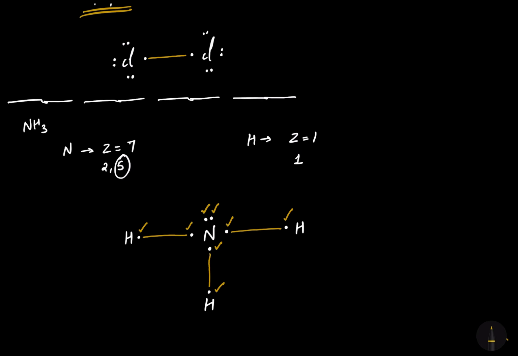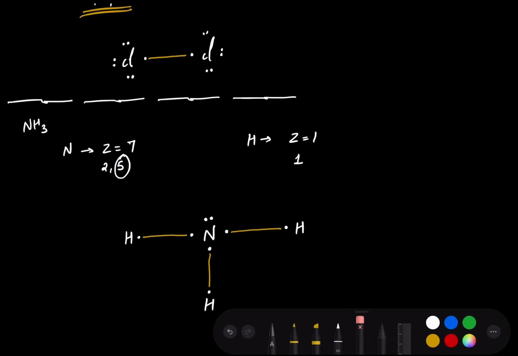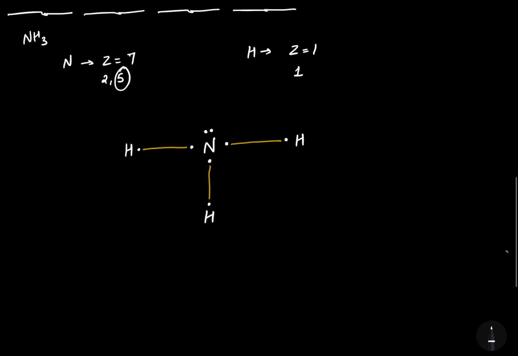On the other hand, hydrogen also achieved 2 electrons in its outermost shell by sharing 1 electron each with nitrogen. Now that's the Lewis structure of NH3, ammonia gas. Now let's talk about H2O, the water. And you can also see that in the case of NH3 all bonds were single.